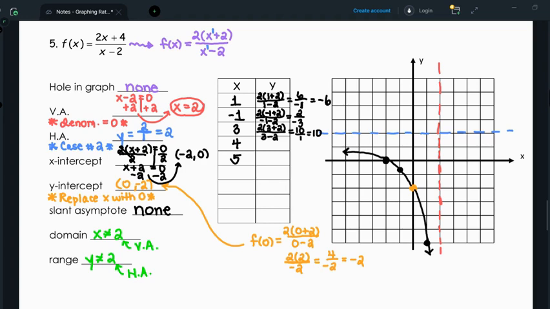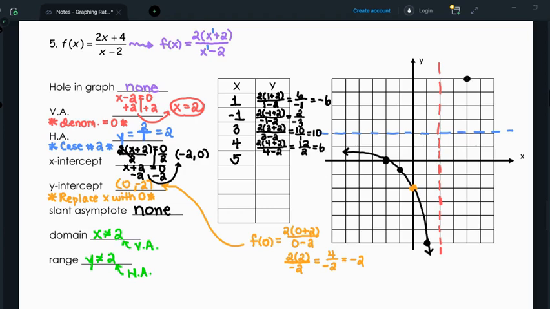For 4, I go ahead and plug it in as well. So 4 plus 2 inside my parentheses. Instead of my denominator, x minus 2, I get 4 minus 2. And that comes out to be a 12 over 2, which is 6, which I can plot on my graph. So at 4, I have my y value at 6.